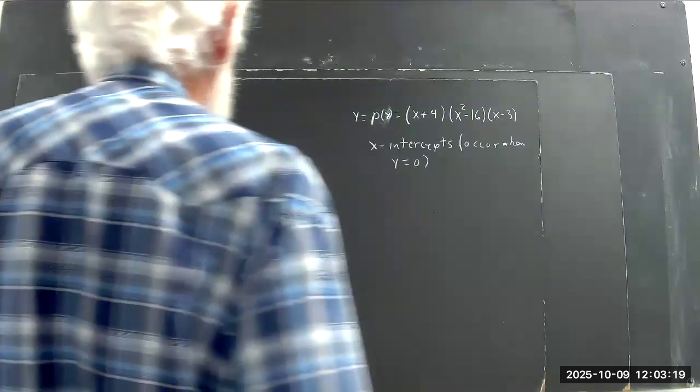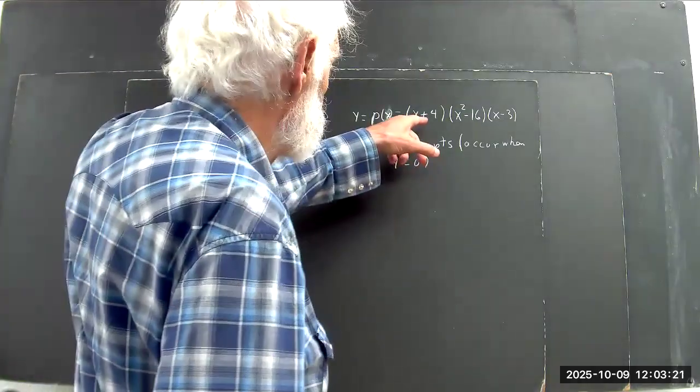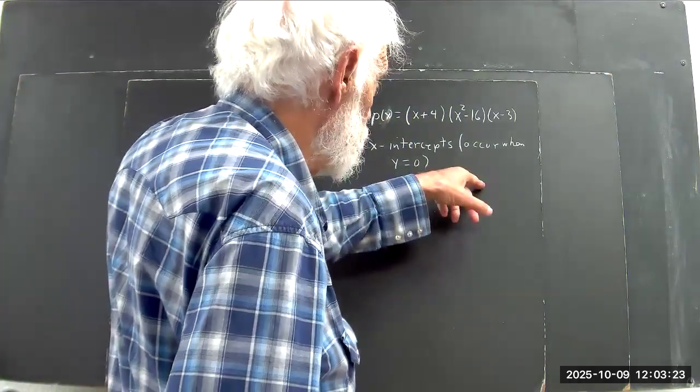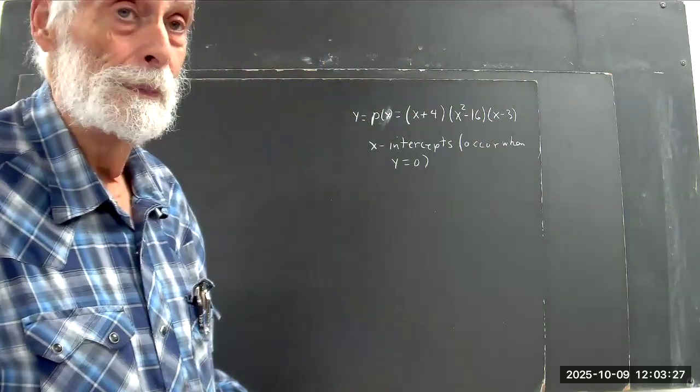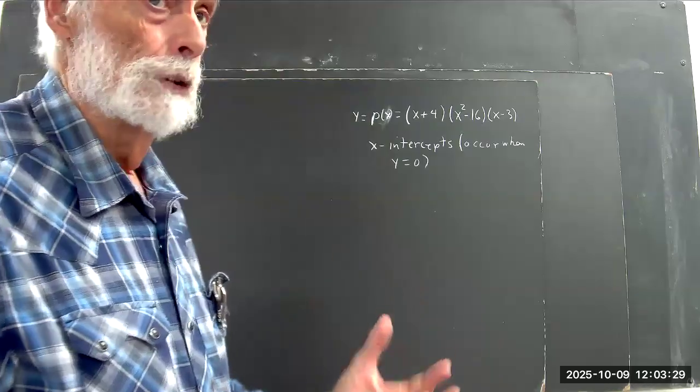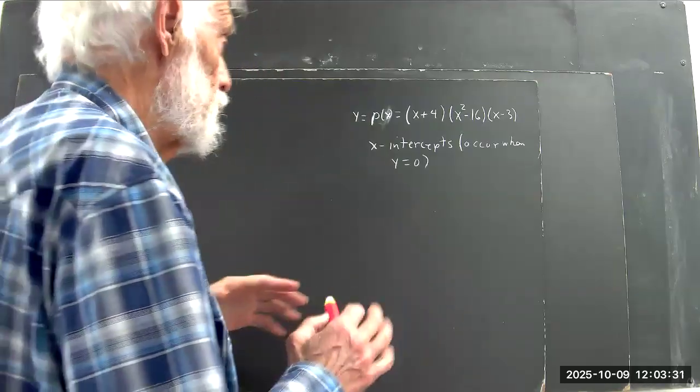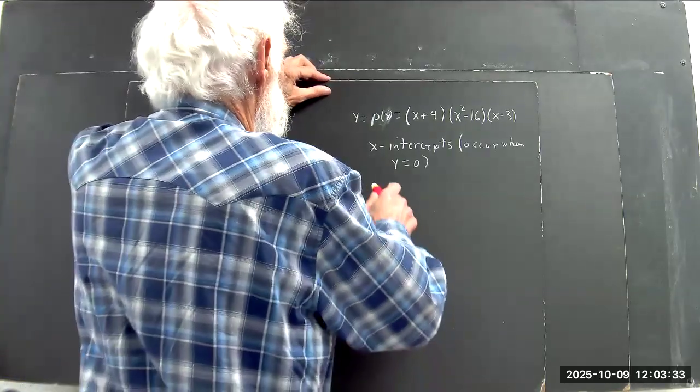I see some people skipped a step. They just went directly to x plus 4 equals 0, x squared minus 16 equals 0, x minus 3 equals 0. You would get the right solutions there, but you're skipping an important step. You rewrite.